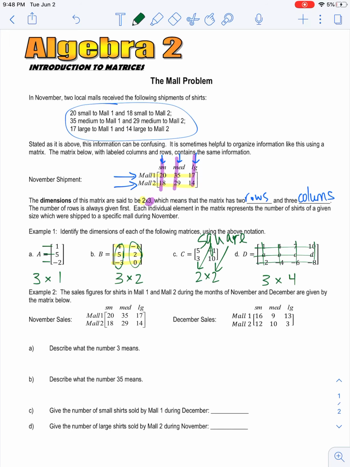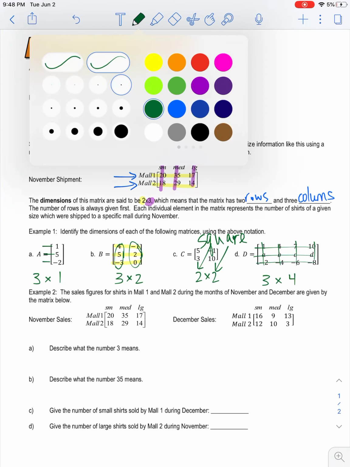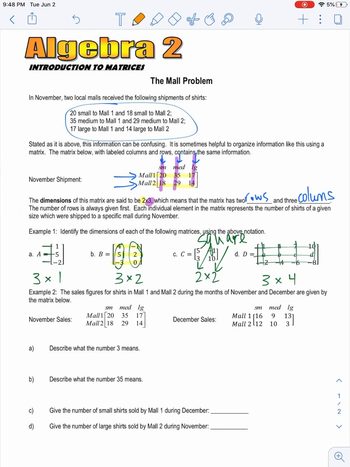All right, so in example 2 now, it says that the sale figures for shirts in mall 1 and 2 during the months of November and December are given by the matrix below. So that actually should say matrices since there's 2 of them now. So it's the same problem from above, but we're adding in all this December data as well. So part A says describe what the number 3 represents. So the first thing we want to do is locate where the number 3 is. And that's over here. I'm going to highlight it.